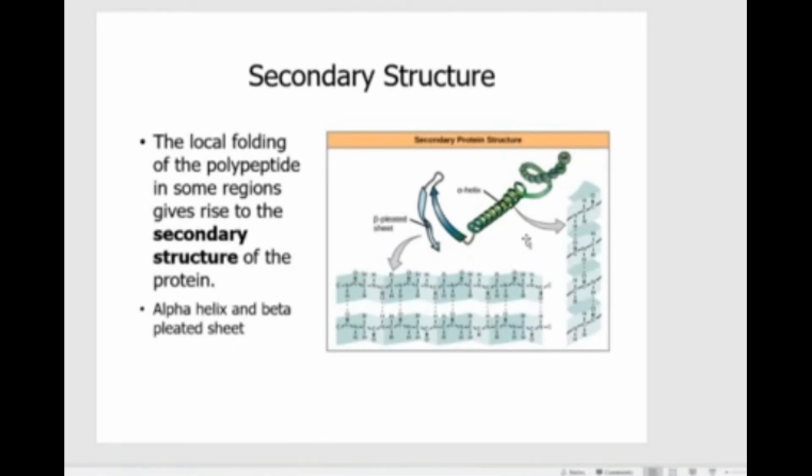A different secondary structure is the beta pleated sheet. At this spot, you may have amino acids forming hydrogen bonds in between them. So there are two lines, right? And then you have a bond in between. That forms a sheet-like structure, which we'll call a beta pleated sheet. So the local folding of the polypeptide chain, the amino acid chain, gives rise to the secondary structure.